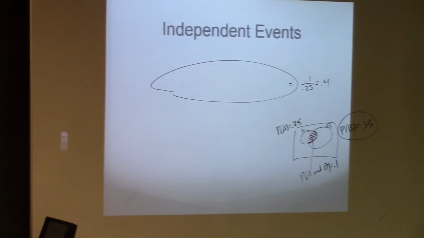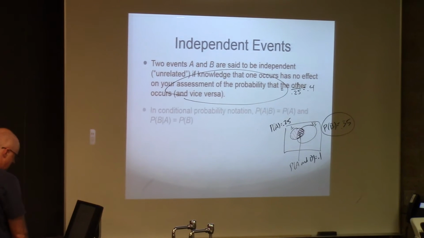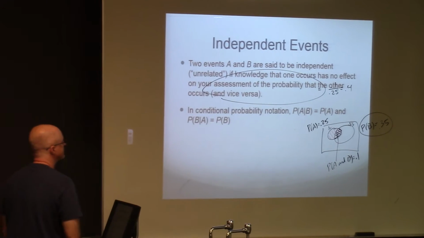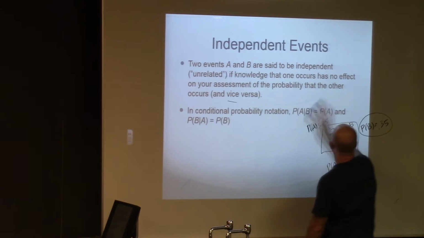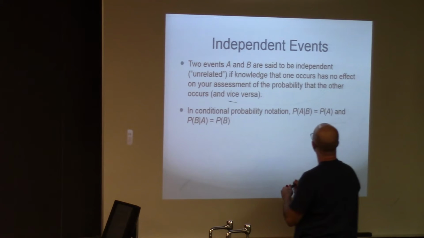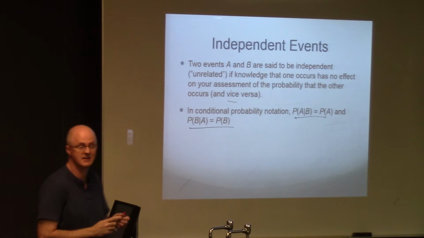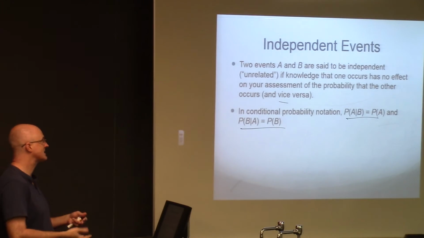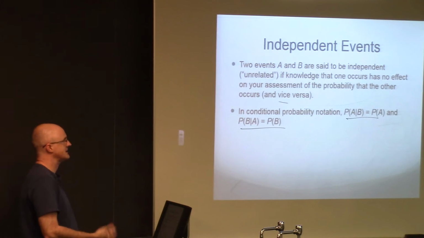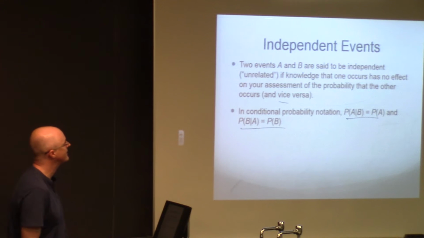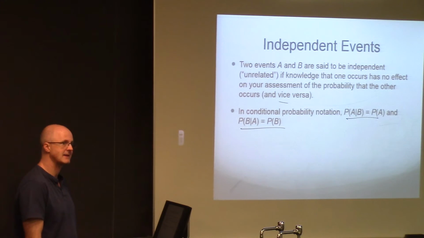What's next? Well, we mentioned independent events. If A and B are independent, in other words, unrelated, then in conditional probability notation, you can say these two facts are true: this equation and this equation. In other words, the conditional probabilities are the same as the unconditional ones. Knowledge that A has occurred doesn't affect your assessment of the likelihood that B will occur. Knowledge that B has occurred doesn't affect your assessment of the likelihood that A has occurred. That's the essence of what independence means.